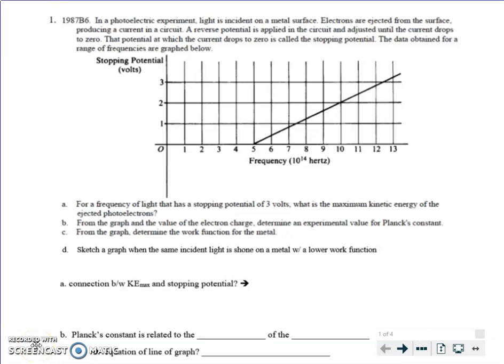Good day, everybody. I'm going to walk you through the first problem of the photoelectric effect homework because it's not obvious how to do that. And since you're just introduced to the concept, you might be a little bit lost.